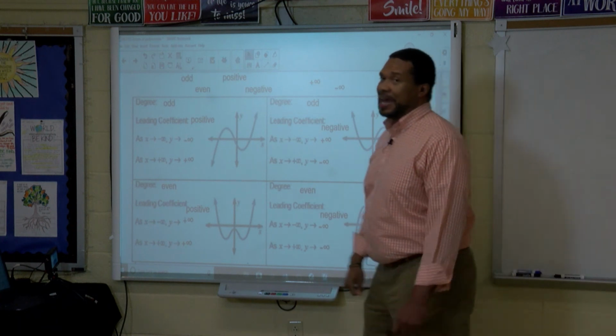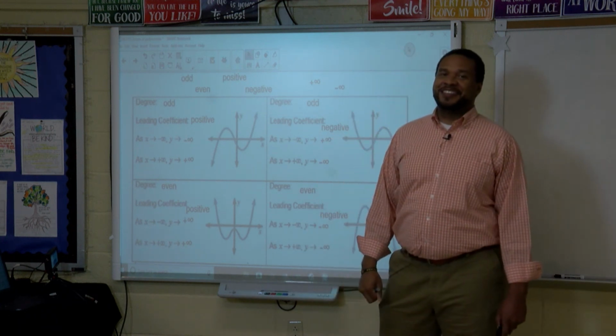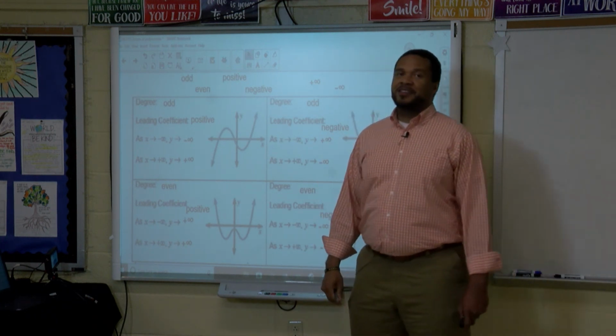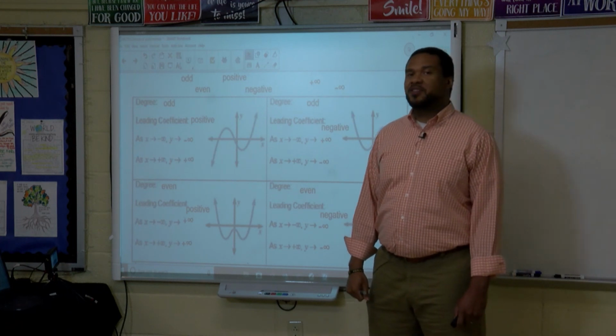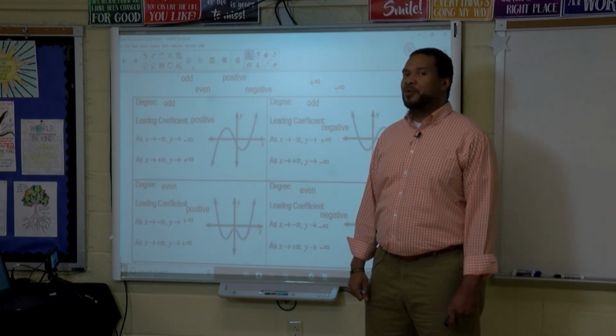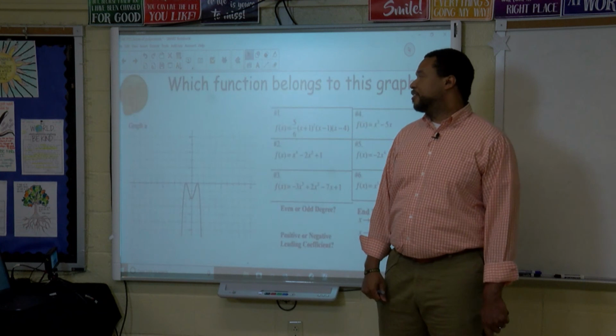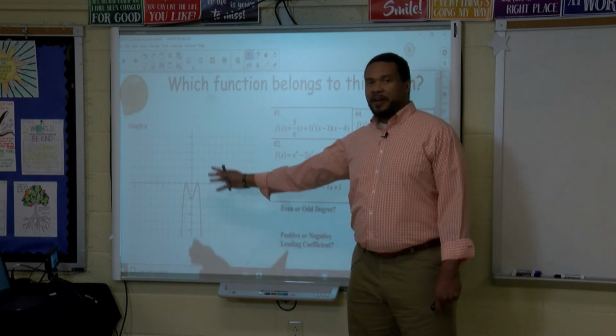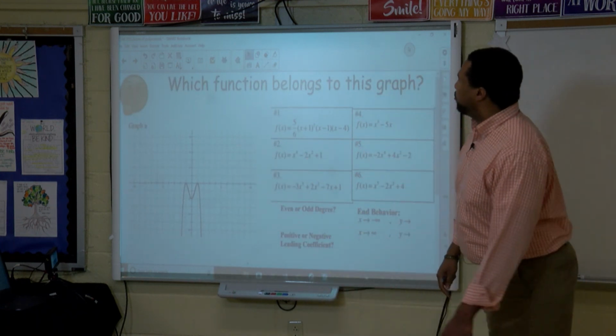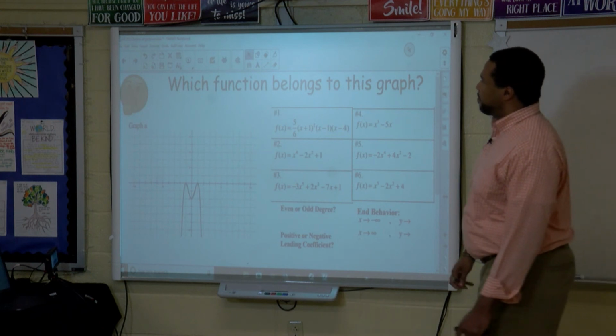I do understand this is a lot. It's a lot at one time. So let's look at a couple of examples, and I'll give you a couple to do before we get out. All right, here's a graph. Which function belongs to this graph?